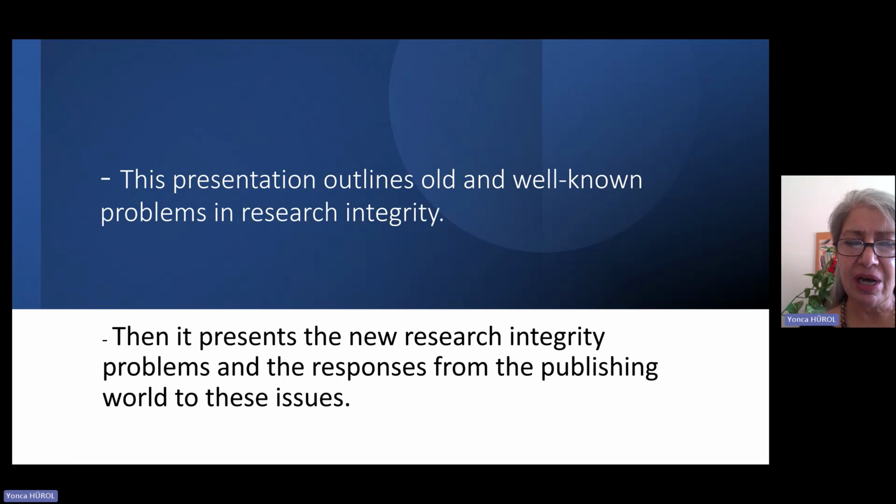This presentation outlines, very briefly, the old and well-known problems of research integrity, so everybody can place themselves with the changes. Then I will start presenting some new research integrity problems and the responses of the publishing companies to this problem.